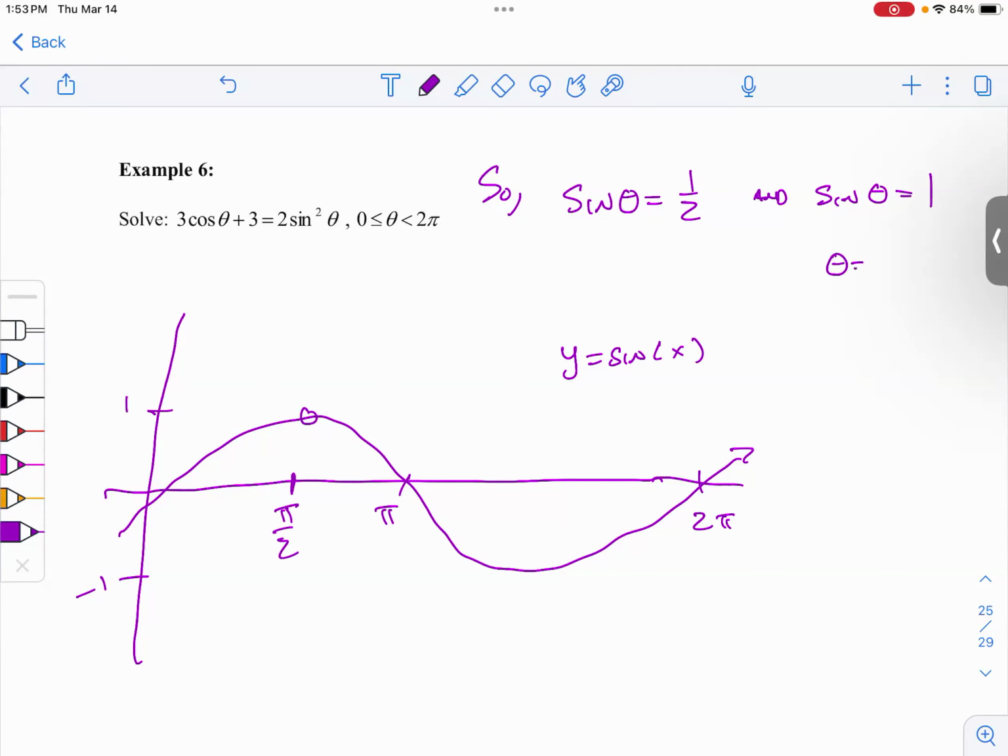And this is also the situation. How many times does the graph hit 1 between 0 and 2 pi? Once. That's the exception case. Almost everywhere else, it is twice. It hits 0 twice between 0 and 2 pi, excluding 2 pi. If we were including 2 pi, it would hit 3 times. That would be the only other exception.